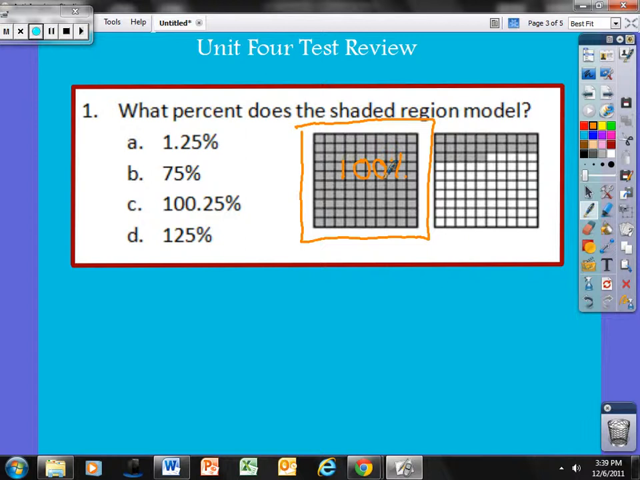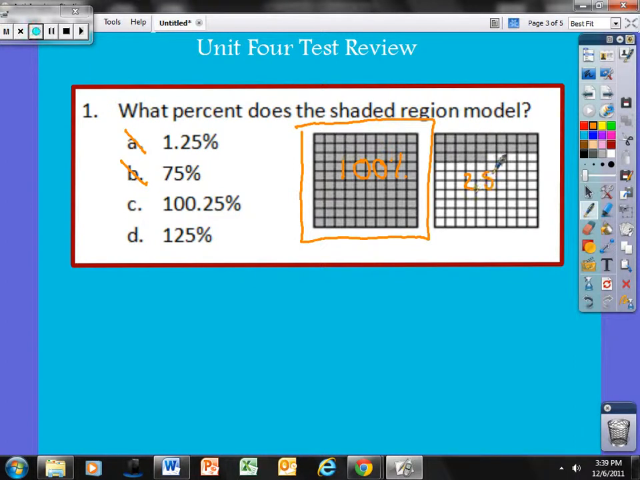If I know that, I can automatically eliminate A, because that's 1 and 25/100%, and I can eliminate B because that's 75%. Now I'm down to C and D. If I take a look here, this is 1, 2, 3, 4, 5, 6, 7, 8, 9, 10, and 1, 2. This is also a 10 by 10, which is 100. Now I have 25 shaded in here.